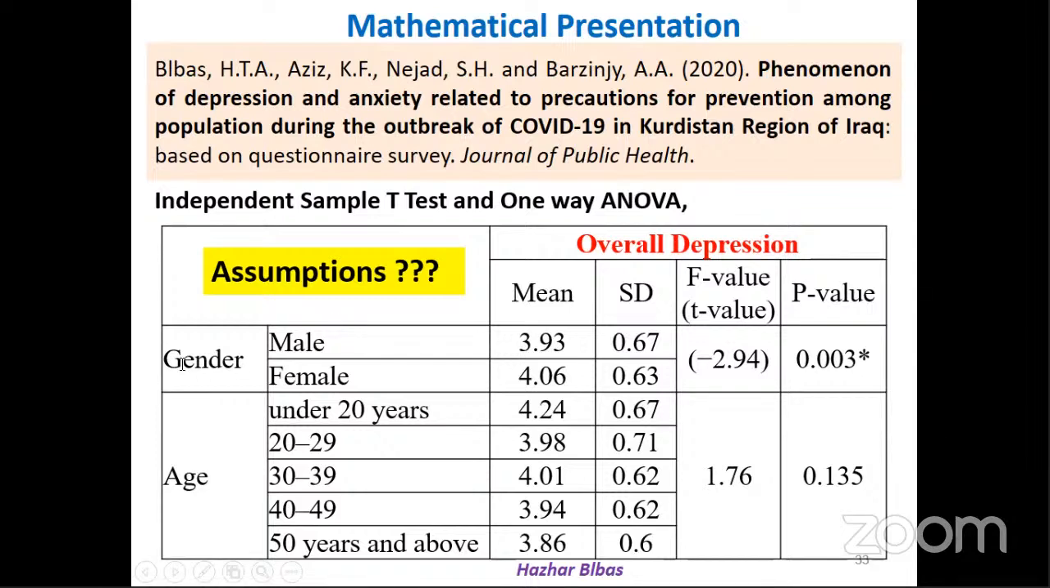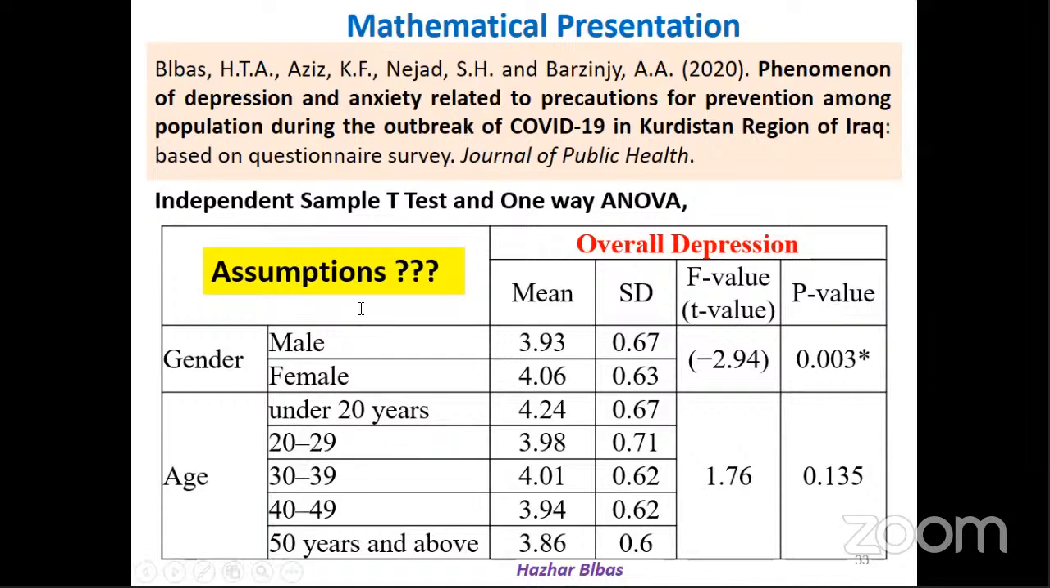And here we have the gender. Because the gender has 2 branches, just male and female, that's why we have to use independent sample t-test. Overall, with the age, because age has more than 2 branches, there are 5 branches, that's why you have to use one way ANOVA instead of independent sample t-test.